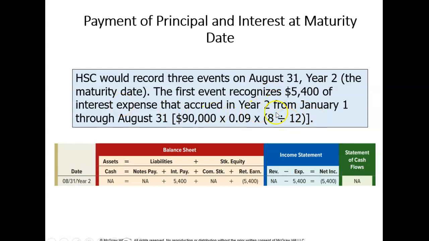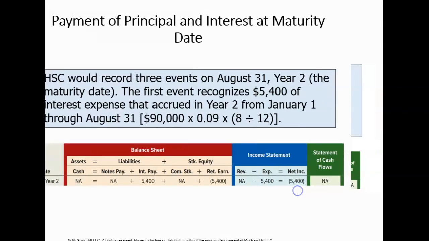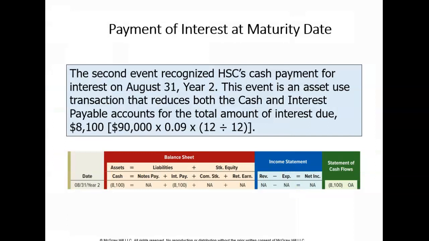That interest amount would equal $5,400. So now interest payable increased by $5,400. Retained earnings would decrease by $5,400 because you recognize an interest expense in the amount of $5,400. Okay?